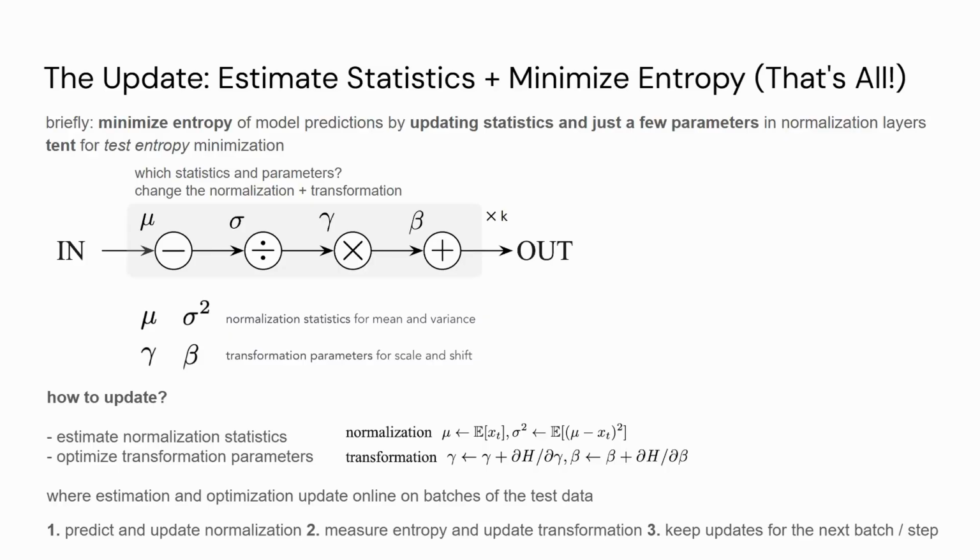We have a new model now, right? We have new stats, we have new parameters. We keep this new model for the next batch. And we iterate in this way, right? So every time we get new data, we get a new model.